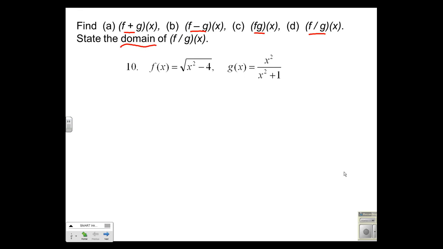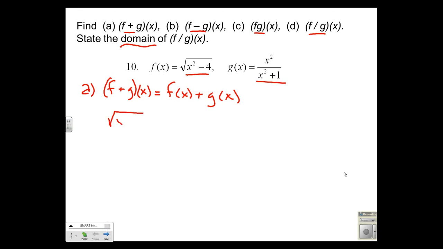To add functions together, we've got options here. We can say that f plus g of x can be treated as f of x plus g of x. Or we could pre-combine f plus g, adding them together and then simplifying, for instance if I was putting a 3 in there. But either way, f plus g of x is the square root of x squared minus 4 plus x squared on x squared plus 1.